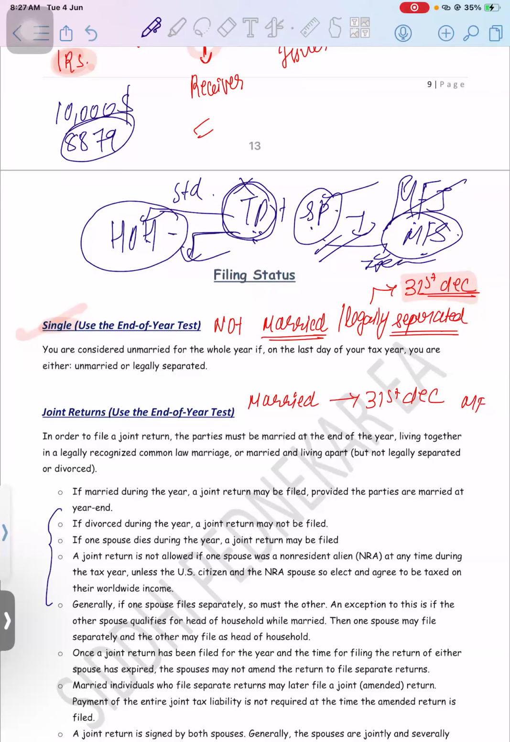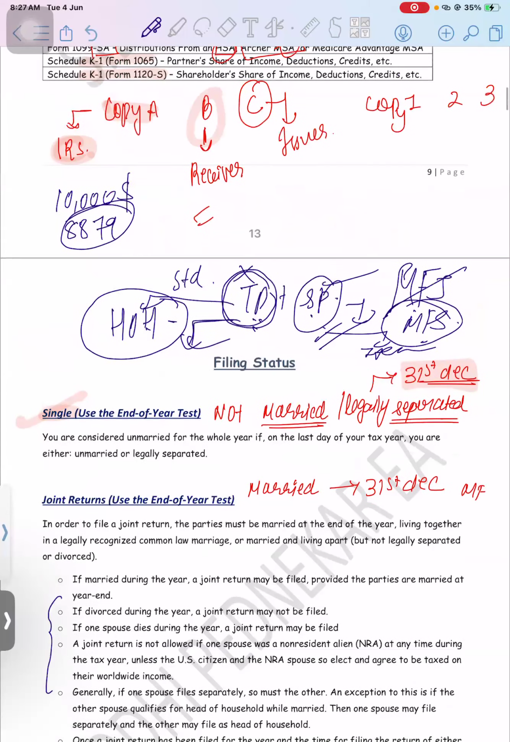Okay, then we have QSS. You have one doubt in QSS. Suppose the spouse dies on 31st October 2023. They should be filing a joint return. Yes, on 31st December, they should file a joint return.